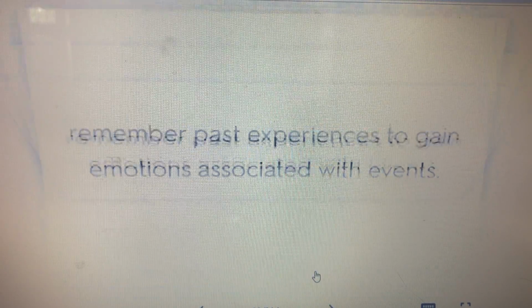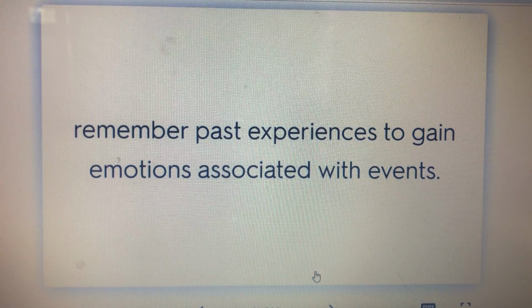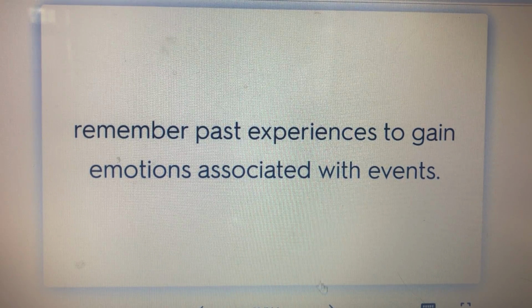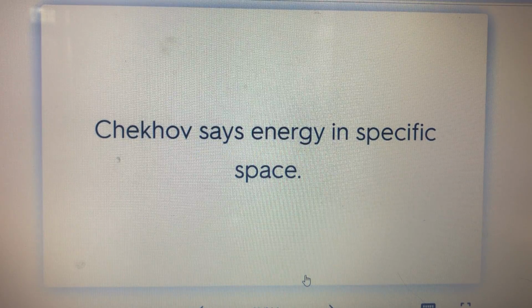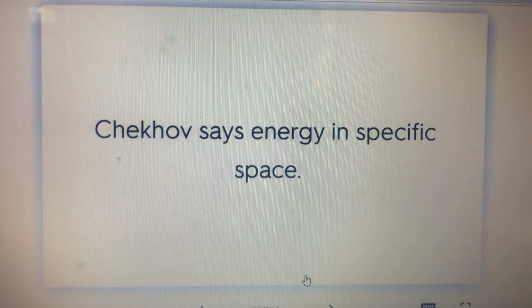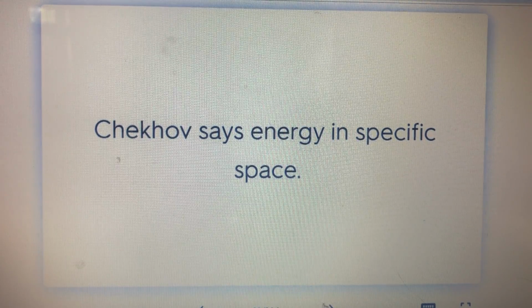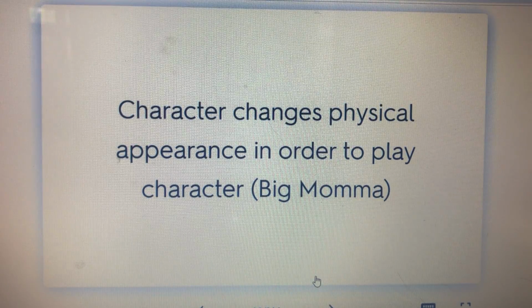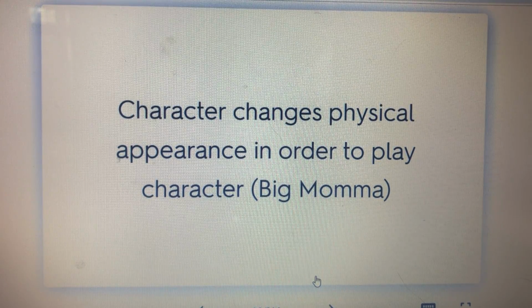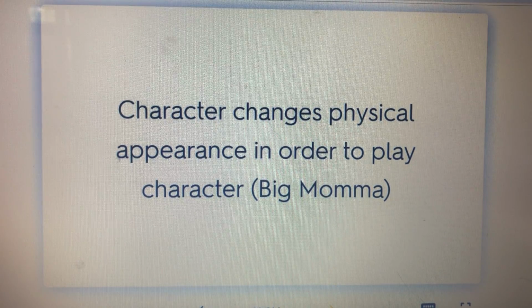Affective memory: remember past experiences to gain emotions associated with events. Atmosphere: Chekhov says energy in a specific space. Character acting: the actor changes physical appearance in order to play the character, like in Big Mama's house.